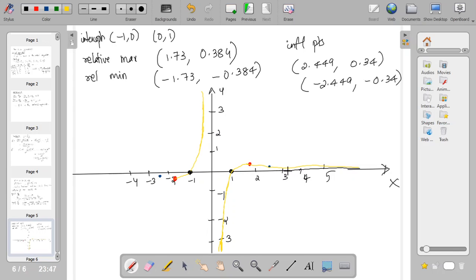Again our function is an odd function, so it will be symmetric about the origin. So join the points here in the same way. So it will keep on going to the x-axis. So this is the required curve for the given function. So this is the graph of the function y equal to x square minus 1 by x cube.